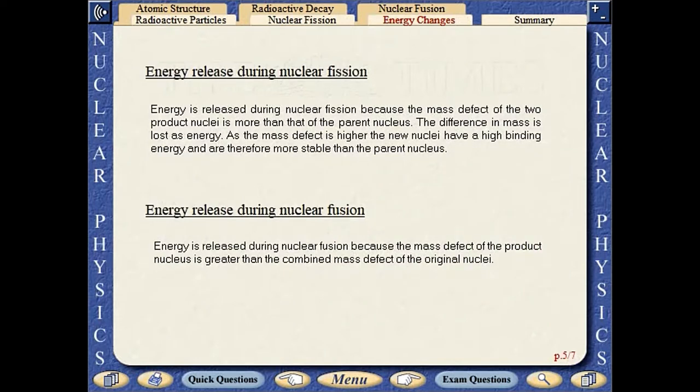Energy is released during nuclear fission because the mass defect of the two product nuclei is more than that of the parent nucleus. The difference in mass is lost as energy. As the mass defect is higher, the new nuclei have a high binding energy and are therefore more stable than the parent nucleus. Energy is released during nuclear fusion because the mass defect of the product nucleus is greater than the combined mass defect of the original nuclei.